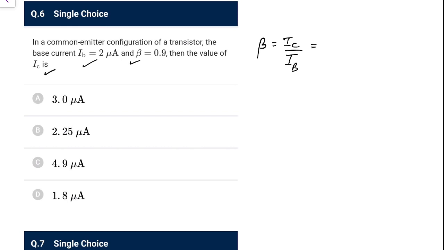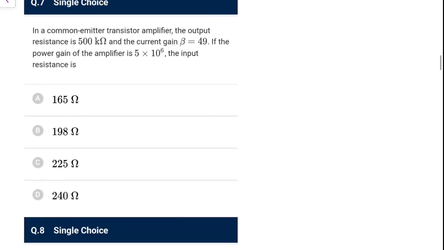So what we will have, IC by IB, and this is given as 0.9. So the value of IC is 2 into 0.9, that is 1.8 microamperes, and I think it is very unusual for a transistor to have IC lesser than IB, but we are left with no other choice. I don't think it's a very nicely designed question. Someone has just designed it.